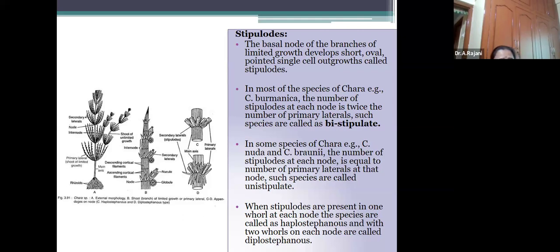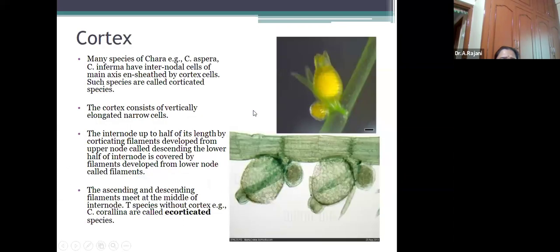Some are also distichous. When the stipulodes are present in one row at each node, it is called haplostichous, and when there are two rows at each node, it is called diplostichous. This is the total structure of the stipulodes.